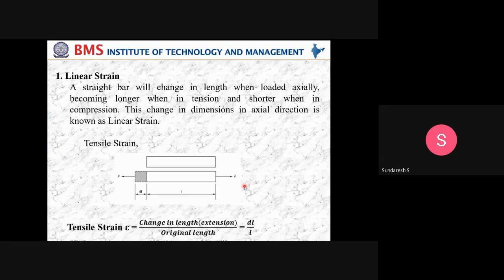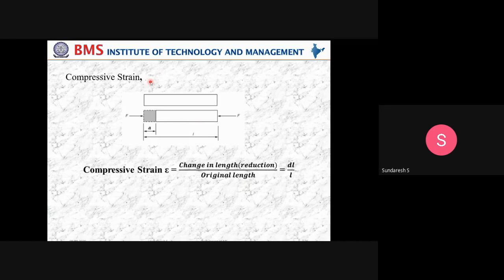Next comes compressive strain. Look here, the member, a prismatic bar, is subjected to compressive loads, two equal and opposite forces acting towards each other. Look at the direction of the force F. Its original length was L, and because of the application of a compressive load, length will be decreased by an amount dl, right? So the change in the length is taking place along the axis of the member. That's why we term it a linear strain, or we can term it an axial strain also.